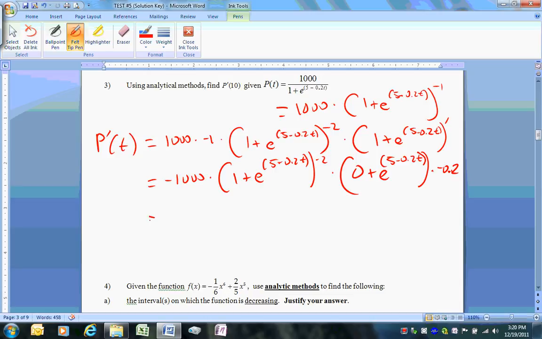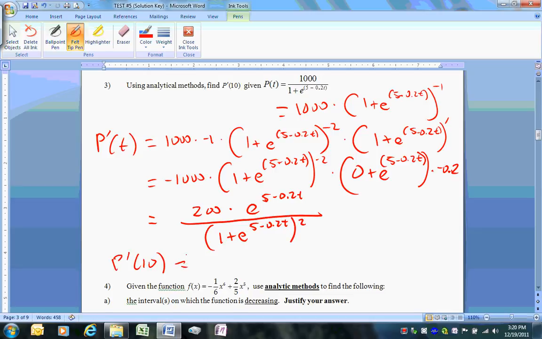So now when I clean it up, I should get 200 up top times e raised to the 5 minus 0.2t power. And on the bottom, I should have 1 plus e^(5 minus 0.2t), with that whole thing being squared. See, now I can plug in 10. Now that'd be a smart idea. So it'd be 200 times e cubed, because remember 0.2 times 10 is 2, 5 minus 2 is 3. Down below, (1 plus e cubed) squared.